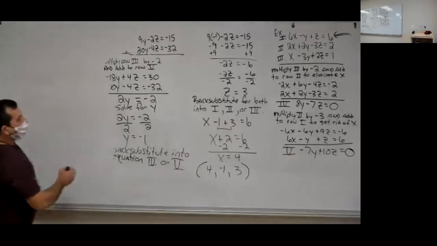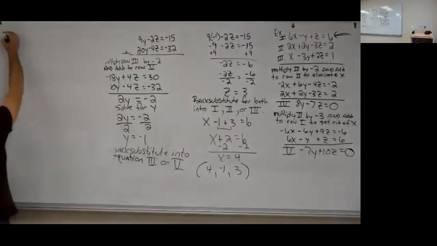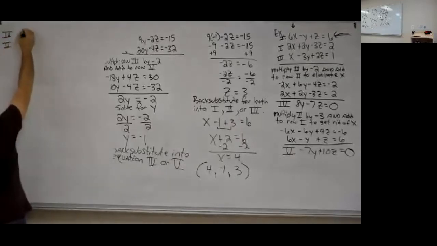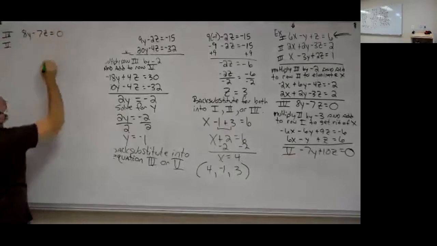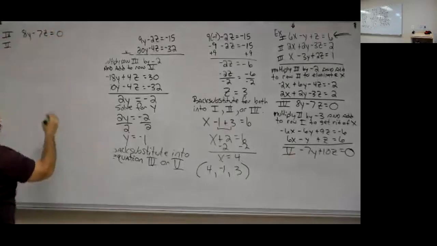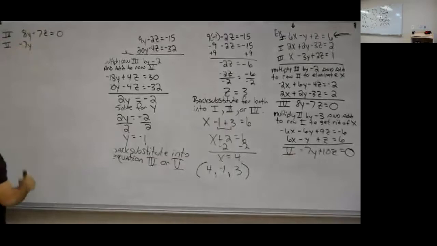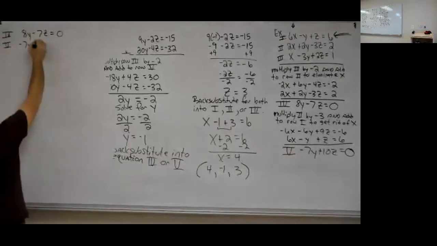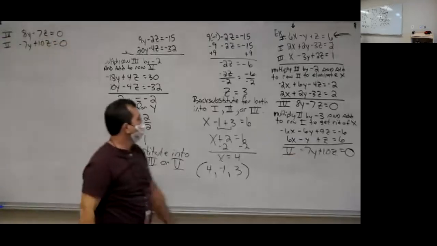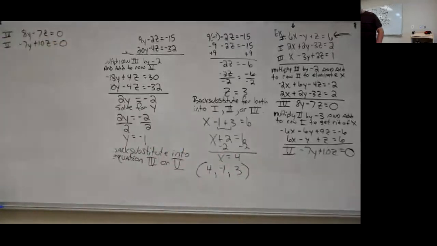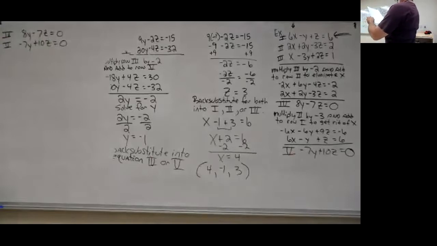All right, so let's put that together, row 4 and 5. Row 4, I had 8y minus 7z equals 0. Row 5 was negative 7y plus 10z equals 0. All right, so I'm going to verify my numbers before I go further.